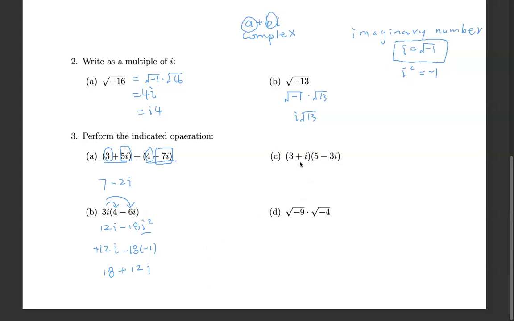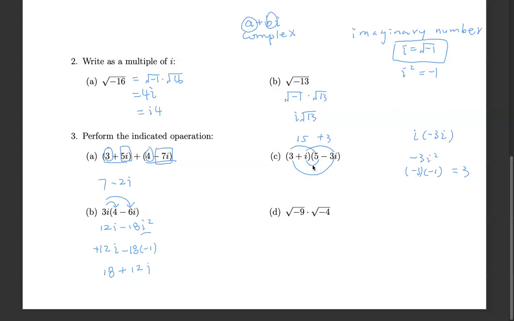Now let's see C. We have 2 terms multiplied by 2 terms, so we FOIL. First times first, second times second, second times first, first times second. 3 times 5, 15. i times negative 3i. Let's do this on the side. i times negative 3i is negative 3i squared, but i squared is negative 1. So negative 1 times negative 3 becomes positive 3. So we add a 3.